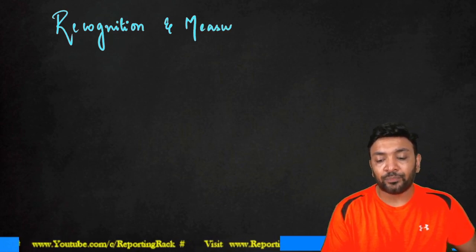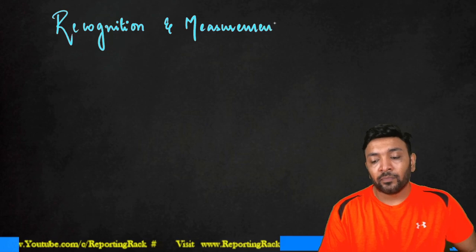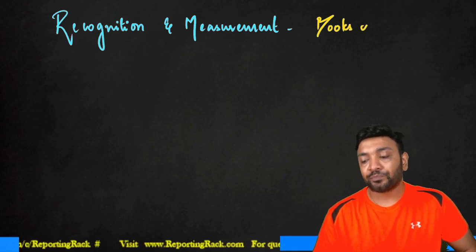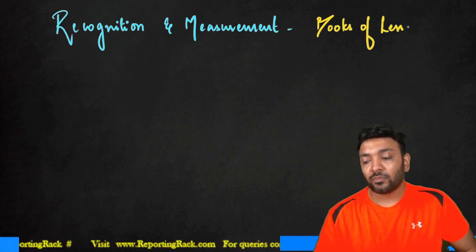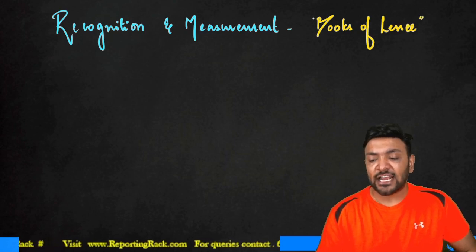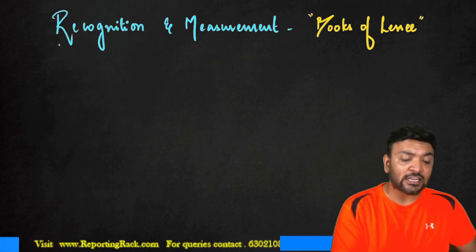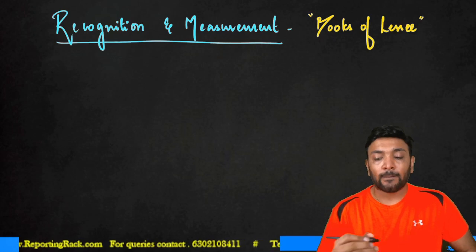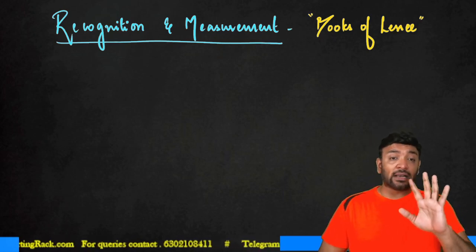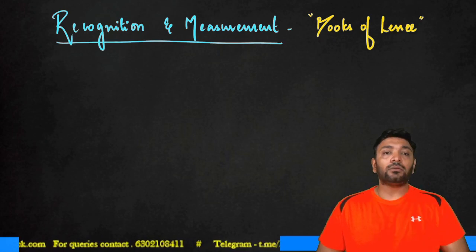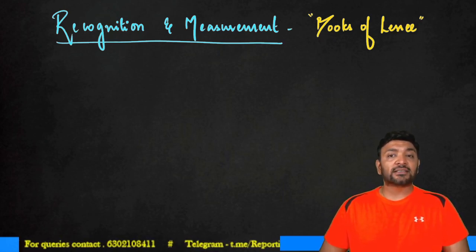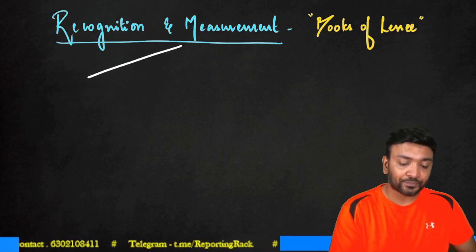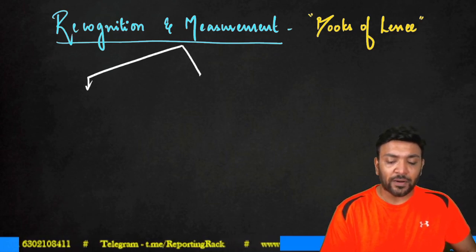Recognition and measurement. We are talking about the books of lessee. This is where there is a significant change. The standard did not change with respect to the lessor. Lessor, more or less, it is still the same. So I would always say that the lessee's accounting treatment is probably the most important one in Ind AS 116. Now this recognition and measurement, I will split it into 4 parts.